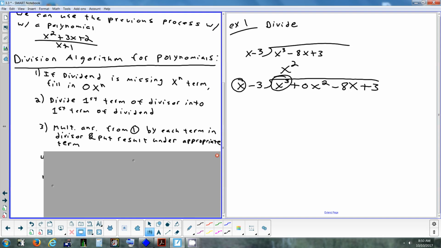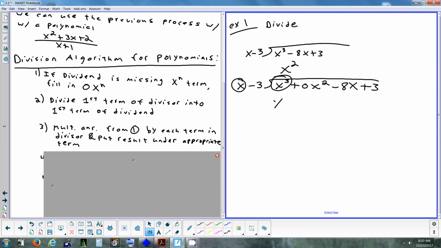Dylan, what's x squared times x? X cubed. I'm going to put it right there. Megan, what's x squared times negative 3? Negative 3x squared. Now you can see why we put in the 0 term, because we have an x squared term and we need something to combine it with. So the 0 is just our placeholder.